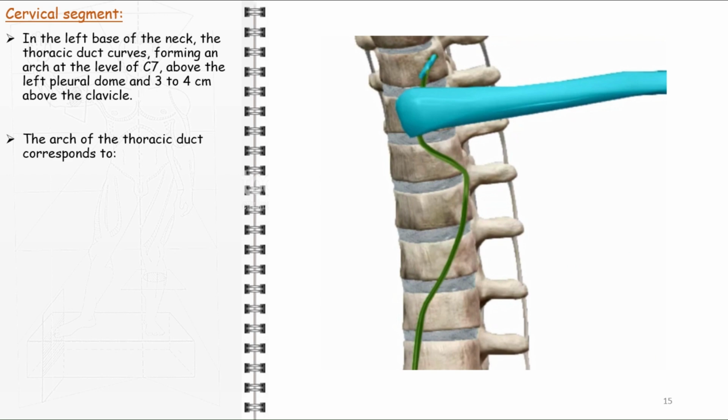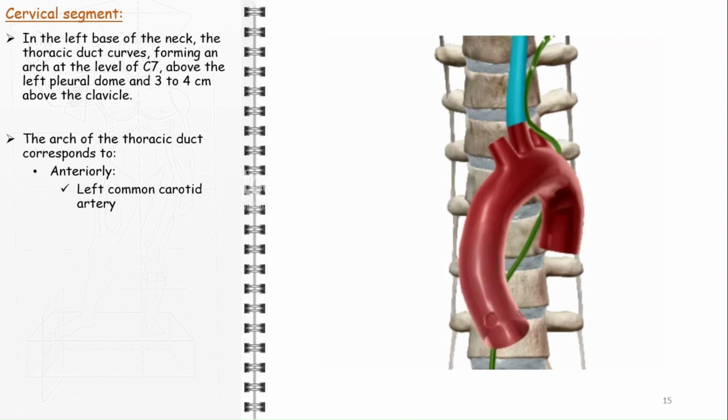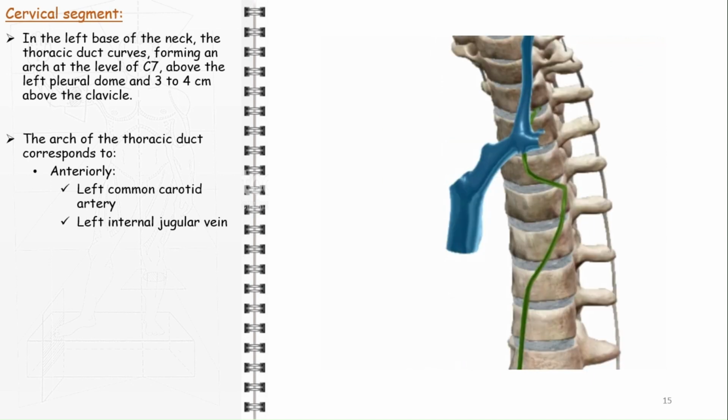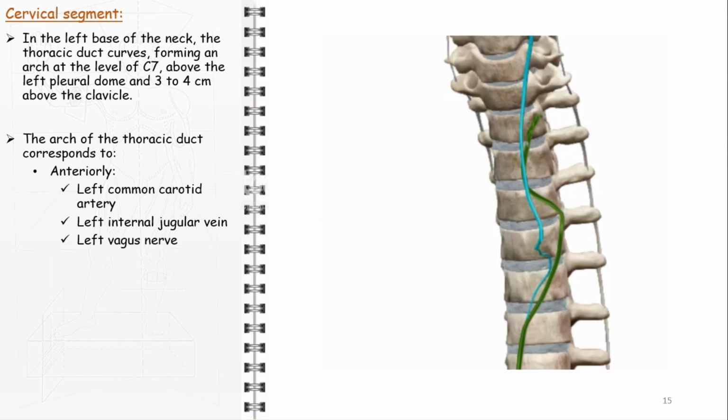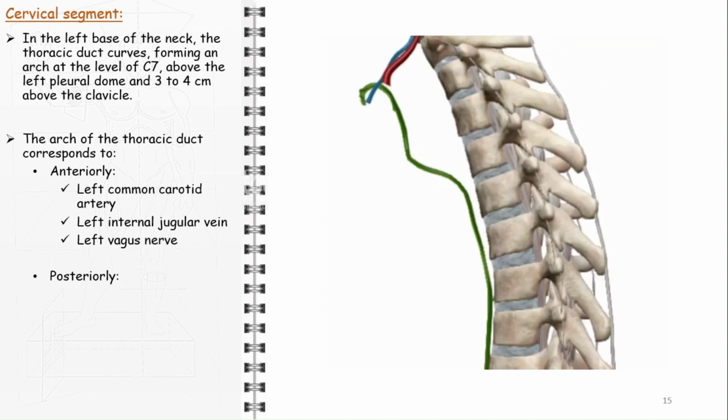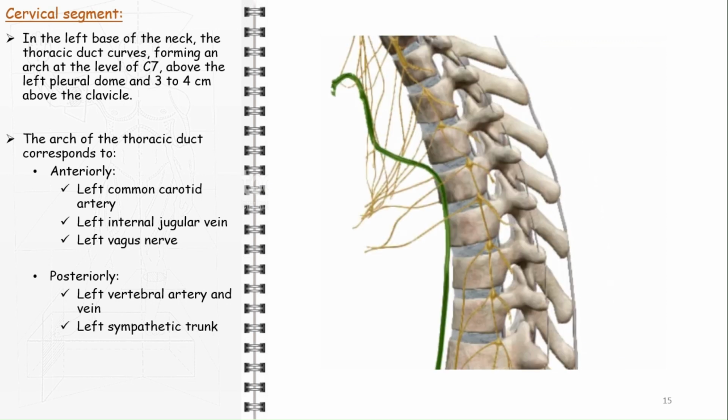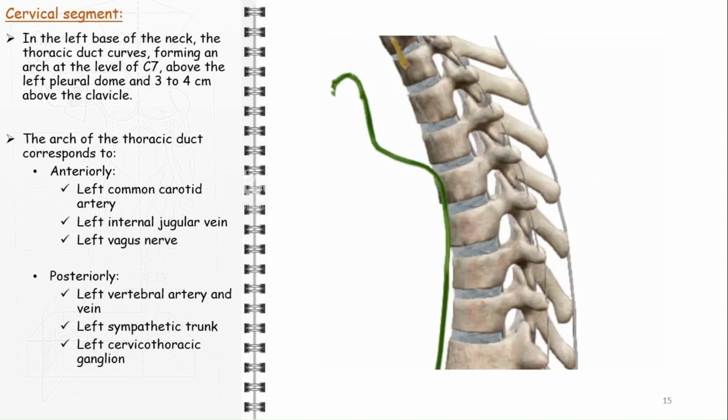Anteriorly, the left common carotid artery, the left internal jugular vein, and the left vagus nerve. Posteriorly, the left vertebral artery and vein, the left sympathetic trunk, and the left cervicothoracic ganglion.